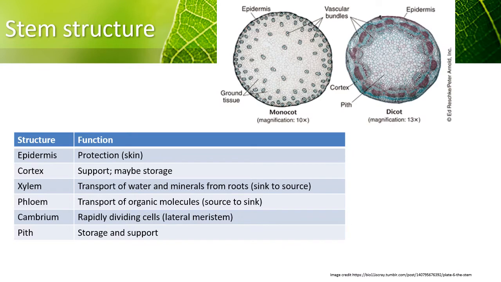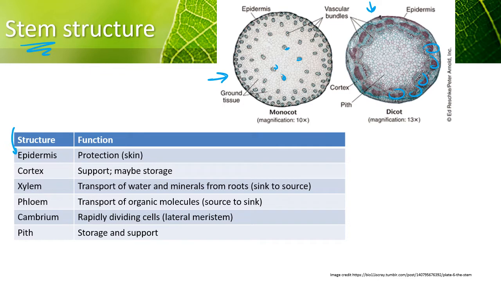So we're going to focus in here a little bit on just stems. So, stem structure. Again, here's our monocot, here's our dicot. Monocots have those vascular bundles all over the place. Dicots have those vascular bundles in a ring around the stem. So, different parts of stems.